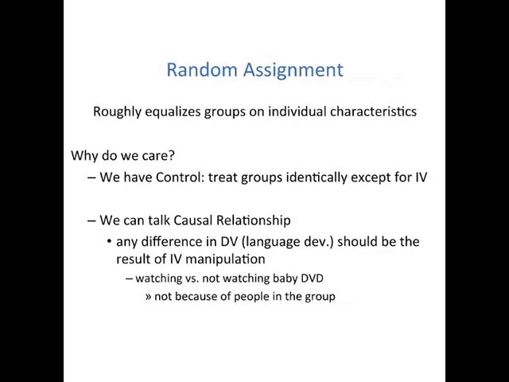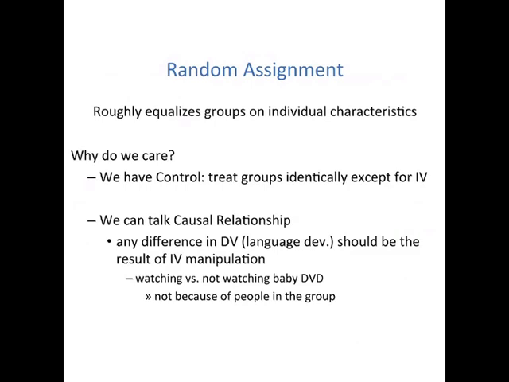So why do we care? Because we have control, so we can treat the groups identically except for the independent variable. Furthermore, if we have random assignment, we can also talk about causal relationships, because any difference in the dependent variable, in our case language development with the Baby Einstein videos, should be the result of the independent variable manipulation.